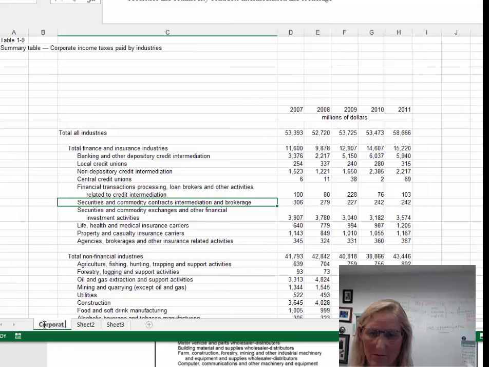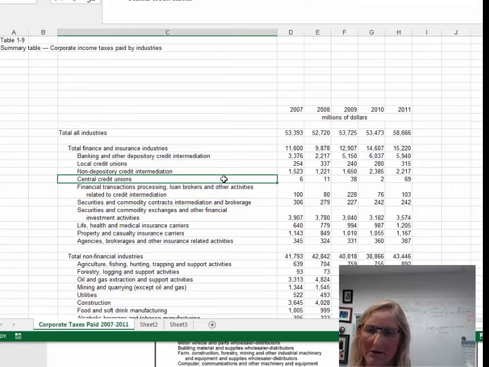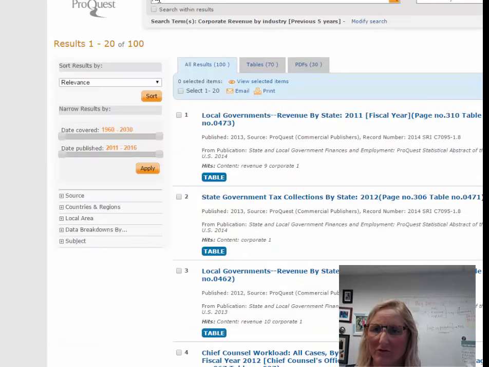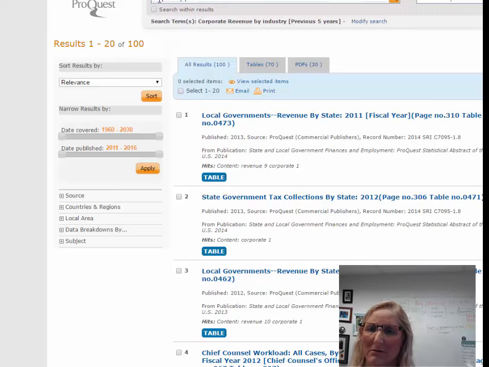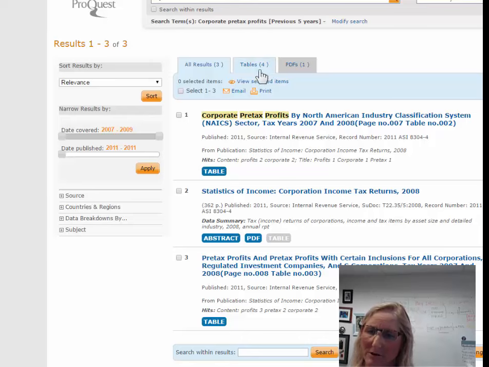I already saved the file, but I'm going to label this corporate taxes paid 2007 to 2011, and then I might go back to the statistical abstract and see what else I can find. So I'm going to search for corporate pre-tax profits, and maybe by industry also.